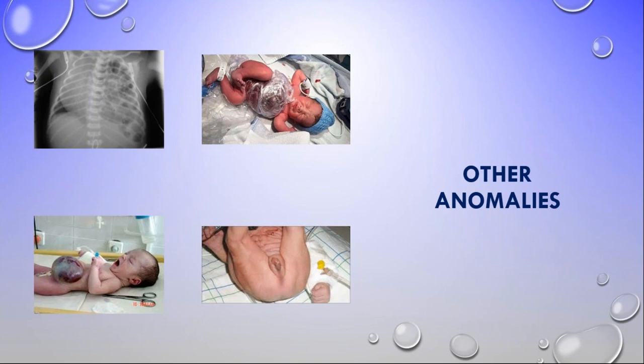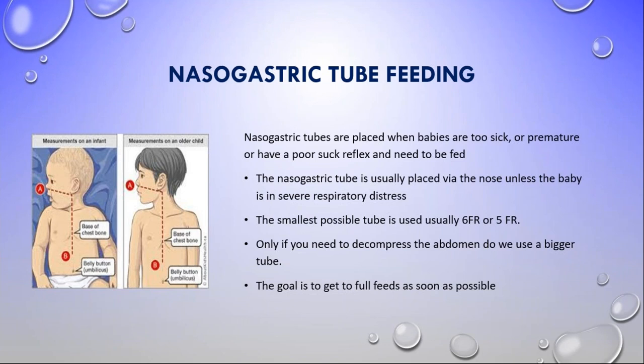Now we are going to talk about nasogastric feeding, because those are the basic abdominal problems that we will see in children. When we look at nasogastric feeding, we have to place the nasogastric tube correctly, and the measurement is from the tip of the nose to the tip of the ear to where the stomach should be. Here's the belly button, there's the base of the chest, and the stomach sits here.